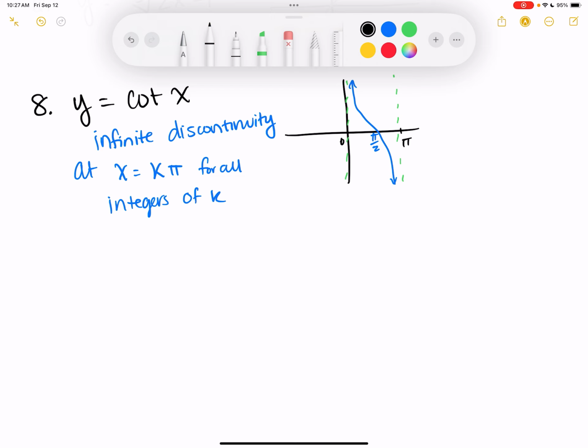Number 10, y equals the ln of x plus 1. So log graphs, let me see if I can put this up here. If I typed in the ln of x plus 1, zoom 6.